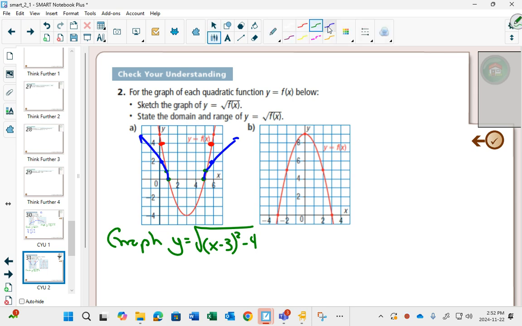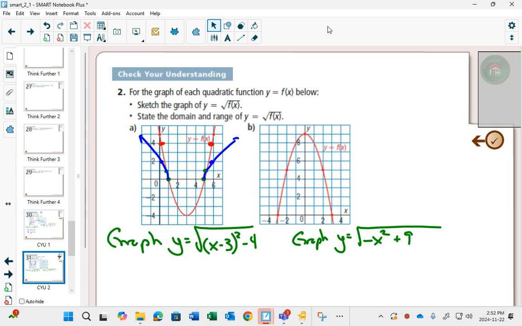Same thing, the second one. If they wanted to make it more difficult, they would just start like this. Can you graph the square root of negative x squared plus 9? You recognize that that's a parabola flipped upside down and then shifted up 9 units.